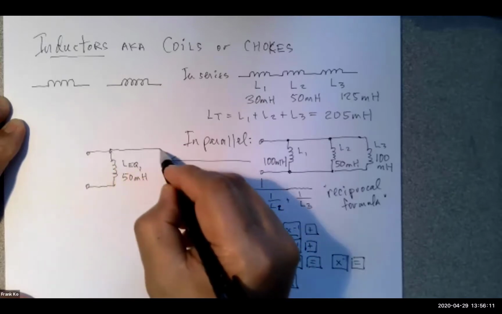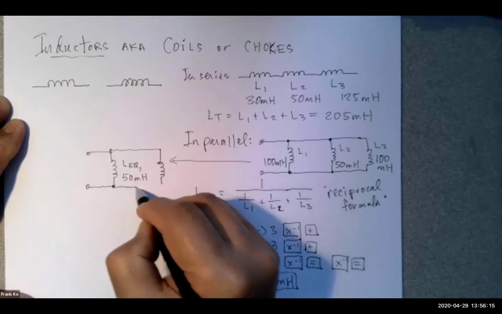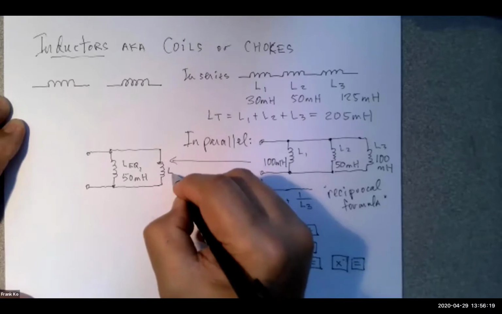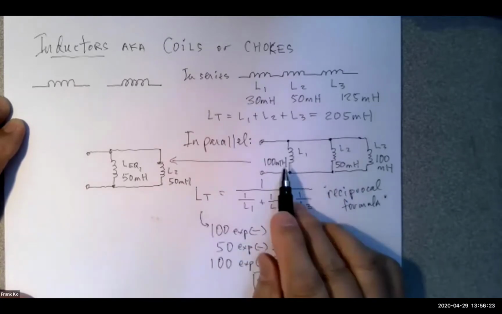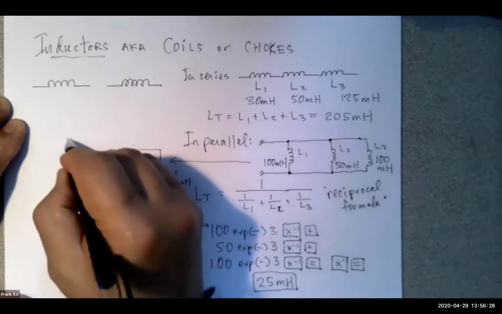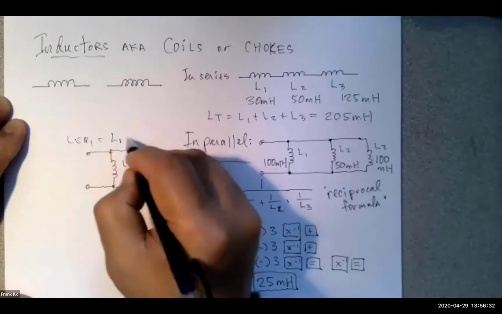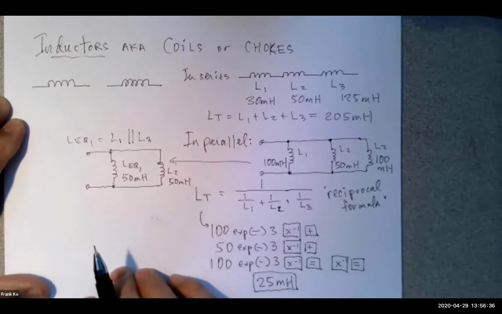And I also have an original L2. My L2 was 50 millihenries. So the L1 and L3 were parallel with each other. So this LEQ number 1 is equal to L1 in parallel with L3. And that's what gave us the 50 millihenries.